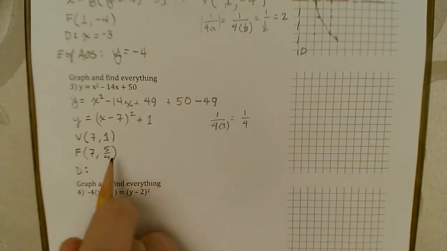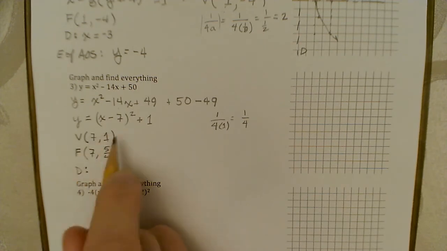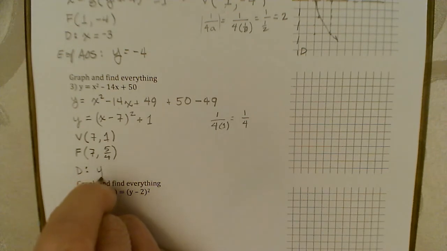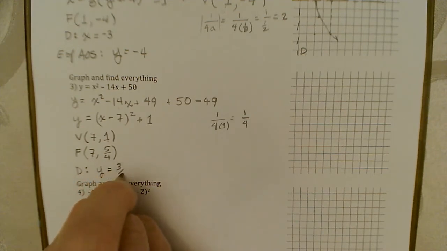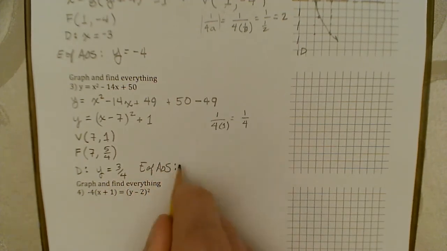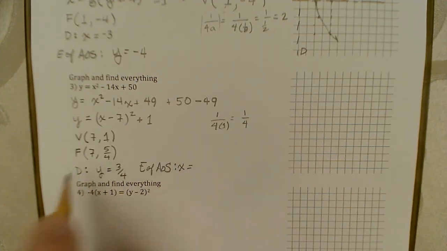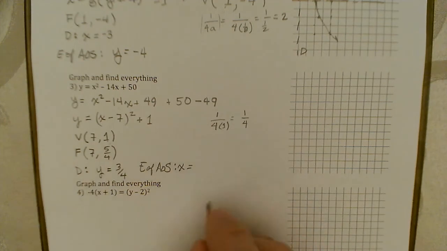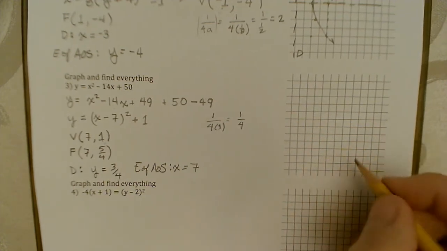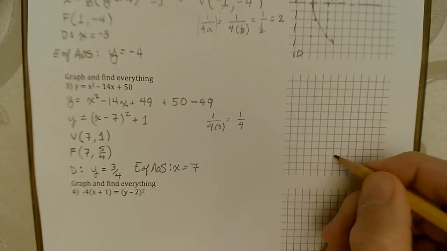Remember, this is opening up, so now we're a 1/4 below this thing, so it's up at 1, so we're at 3/4. So y equals 3/4. And then finally, the equation of the axis of symmetry, and that's going to be x equals the x coordinate of these two, so that is 7. Okay, so let's kind of put our vertex sort of in the middle here.